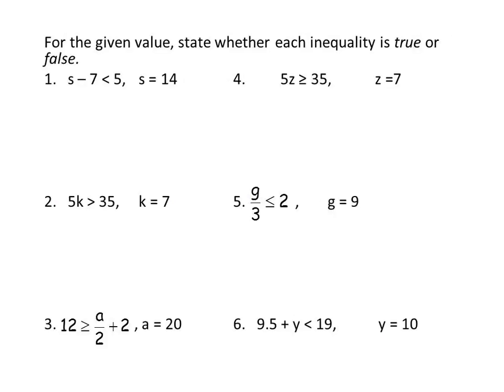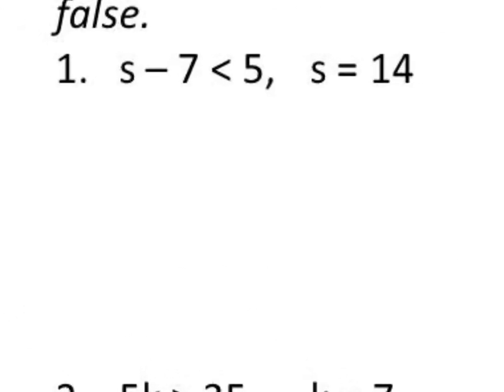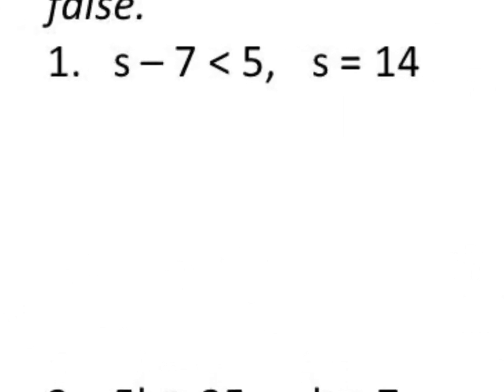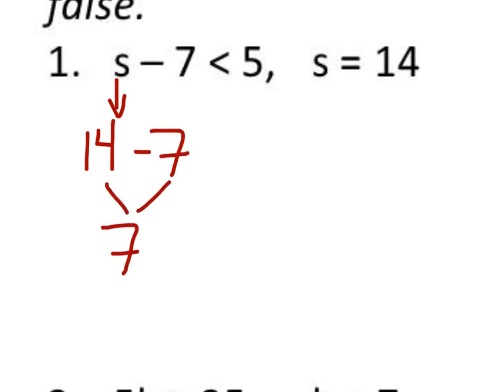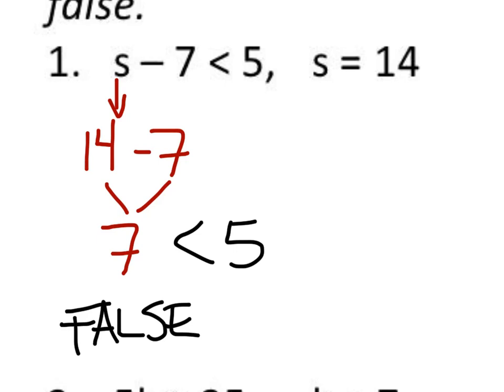Here are these examples. All we're trying to do is to see if the statement is true or false when we find the value of s. So, s is 14. So all I'm going to do is replace s with 14. So 14 minus 7 is 7. Is 7 less than 5? No, it's false. So this one would be false. That's why I have to show some work.